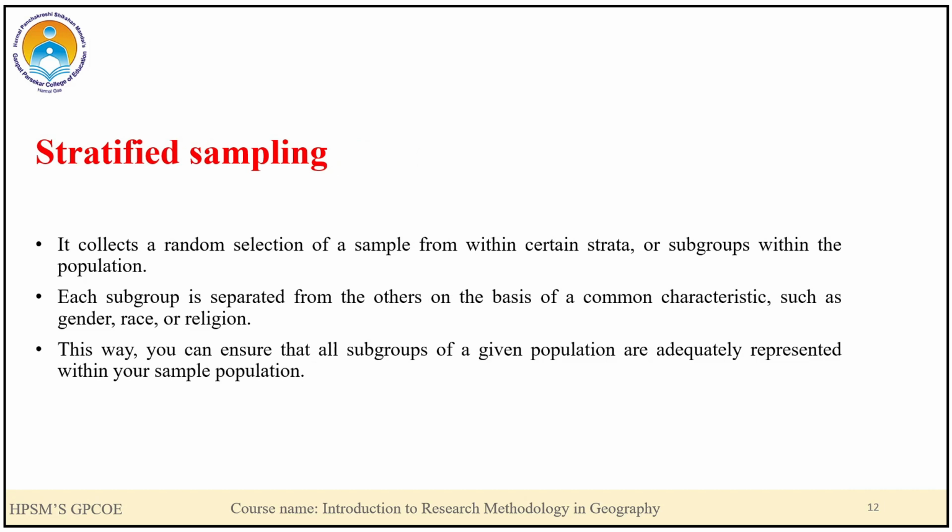Stratified sampling. It collects the random selection of a sample from within certain strata or subgroups within the population. Each subgroup is separated from others on the basis of common characteristics such as gender, race or religion. This way, you can ensure that all subgroups of the given population are adequately represented within your sample population.